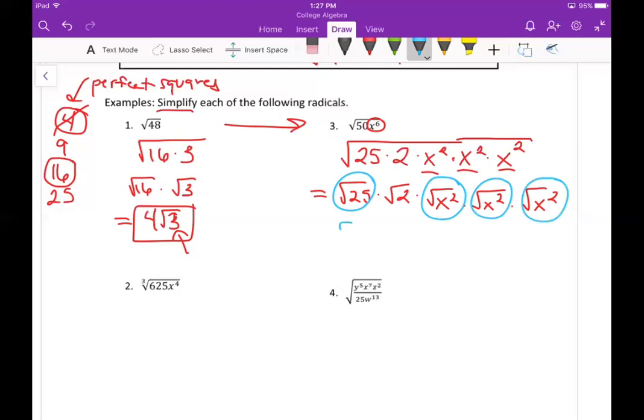So we end up with 5 times x times x times x, because all those squareds and square roots cancel. And then we're just left with times the square root of 2. So our simplified expression is 5x cubed square root of 2. And we're done.